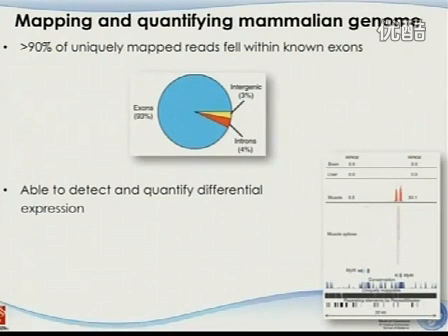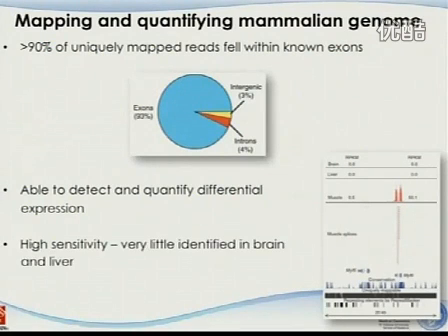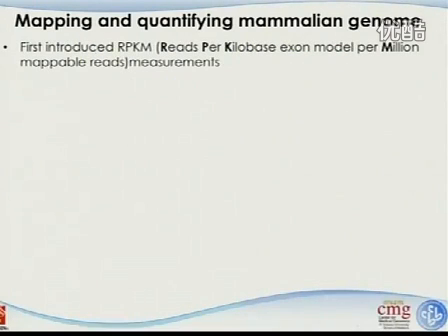And they said they were able to detect and quantify differential expression. It sounds pretty straightforward. This is 3 different tissues: brain, liver, and muscle. And this is a muscle-specific gene. They see very strong signals in that region, where there's nothing in the brain and the liver. Based on this, they concluded that it's high sensitivity, with very little identified in brain and liver, because this is a muscle-specific gene.